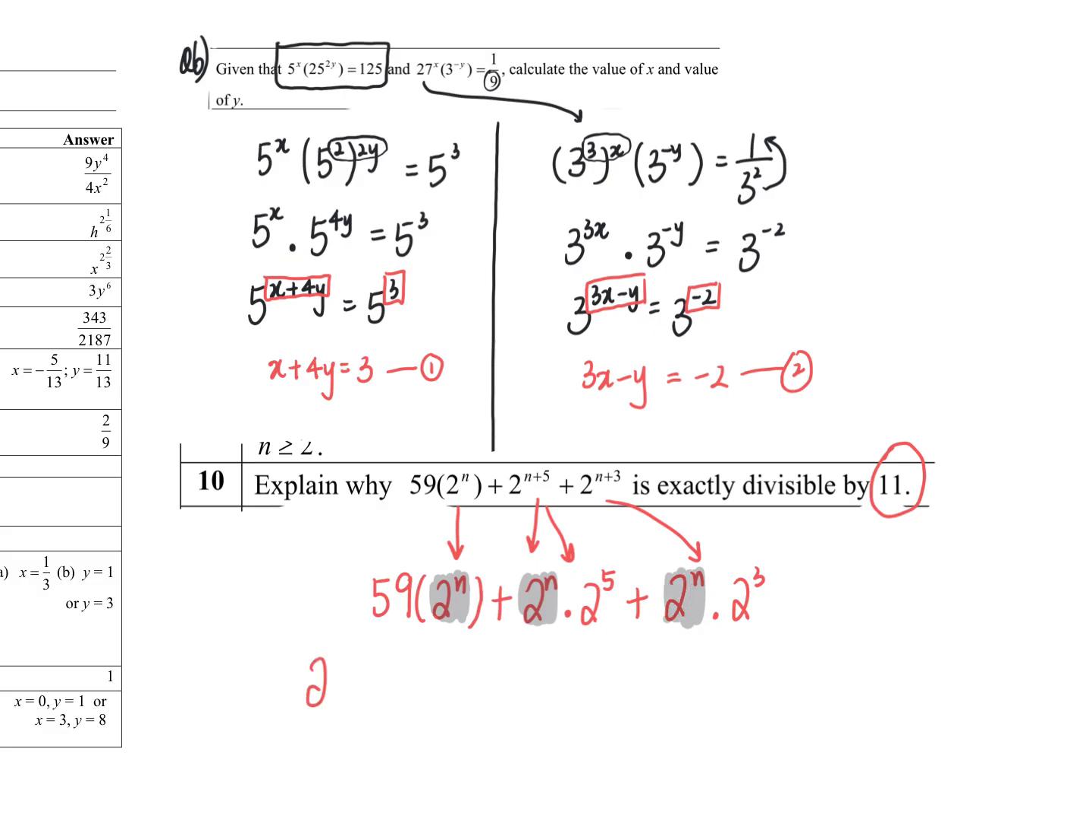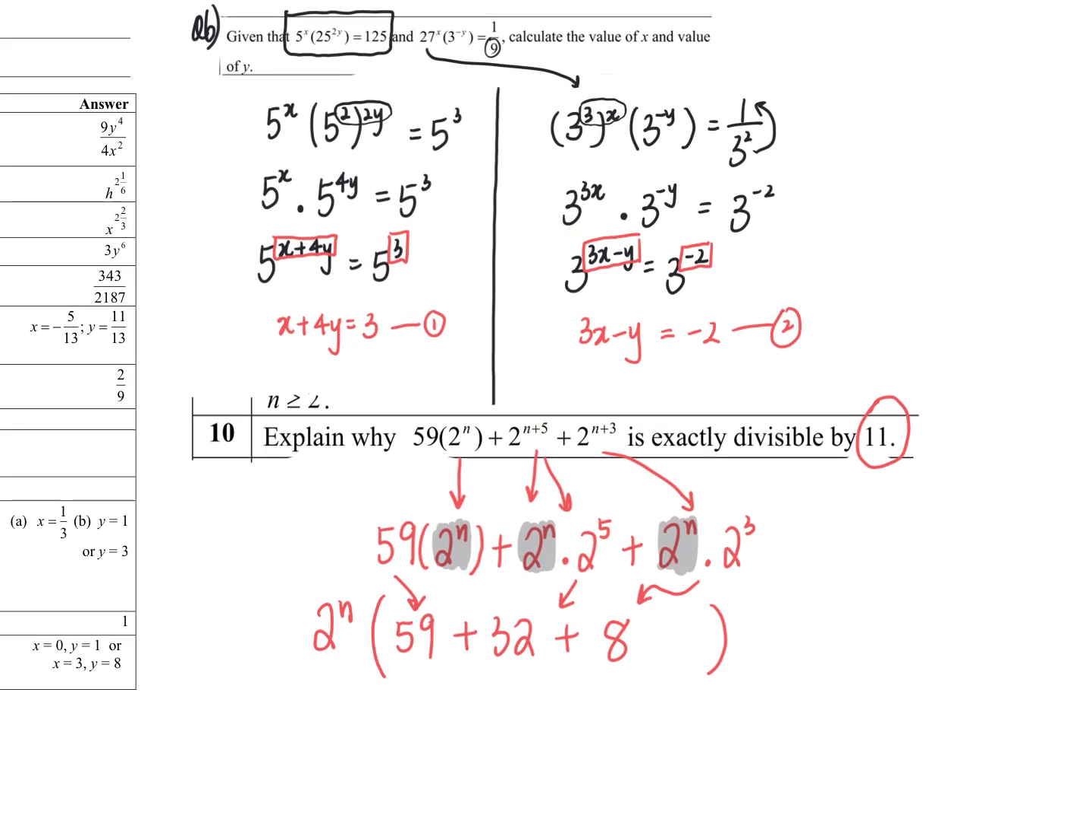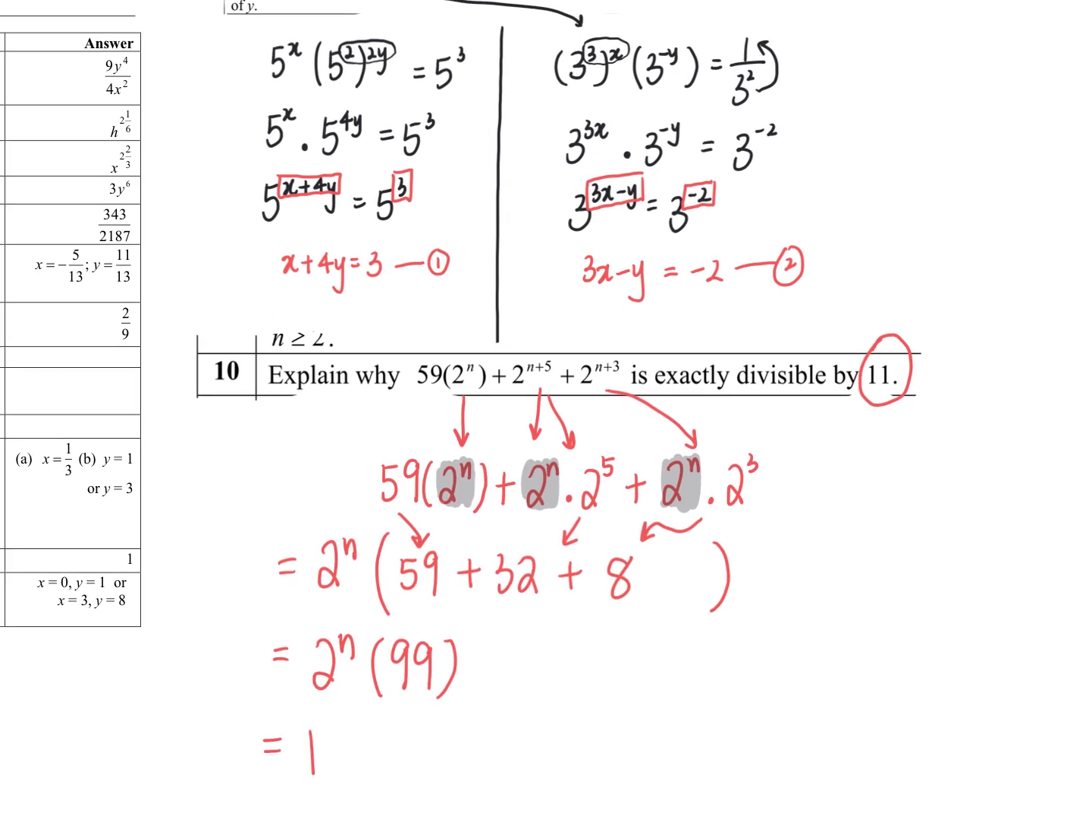So I take out the common factor 2 to the power of n. I'm left with 59 here. 2 to the power of 5 is 32. And then 2 to the power of 3 is 8. So add it all up, you get 99. So 99, you can take out 11 easily.